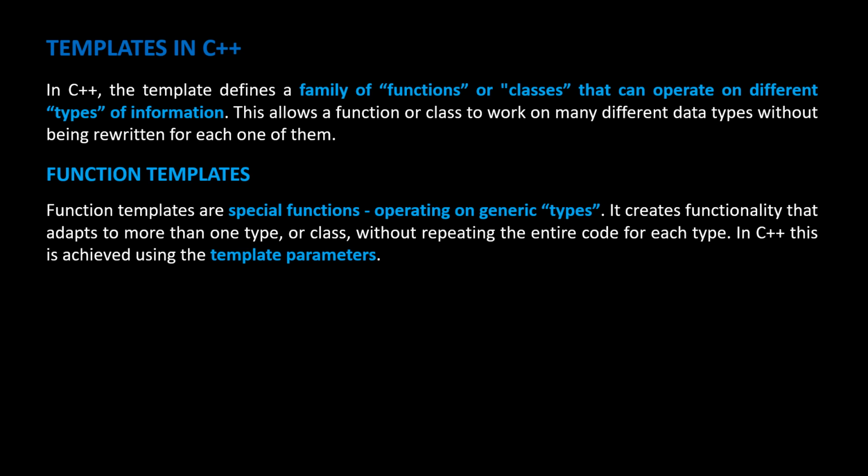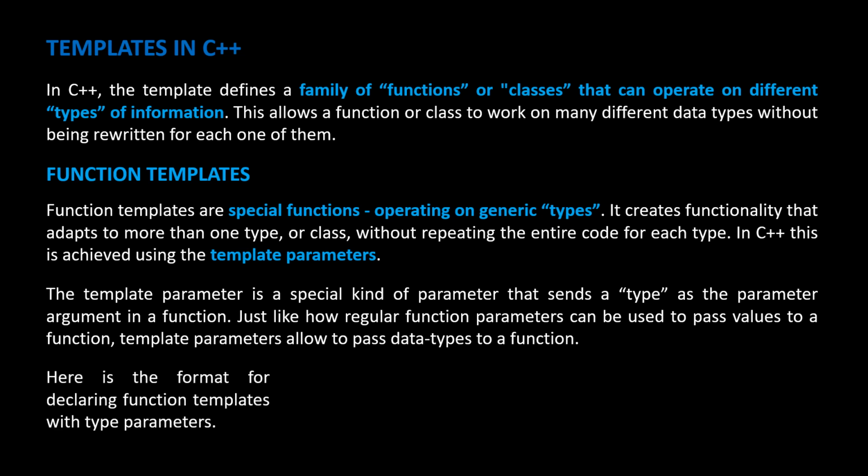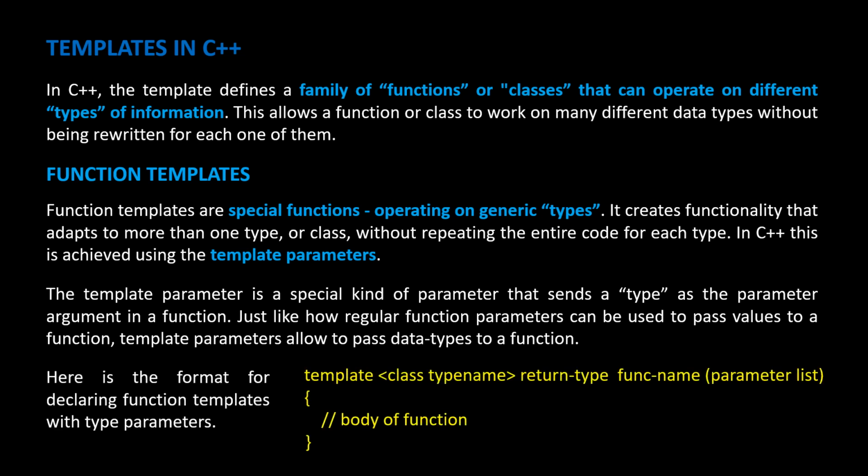It creates functionality that adapts to more than one type or class without repeating the entire code for each type. In C++, this is achieved using the template parameters. The template parameter is a special kind of parameter that sends a type as the parameter argument in a function. Just like how regular function parameters can be used to pass values to a function, template parameters allow to pass data types to a function. Here is the format for declaring function templates with type parameters.